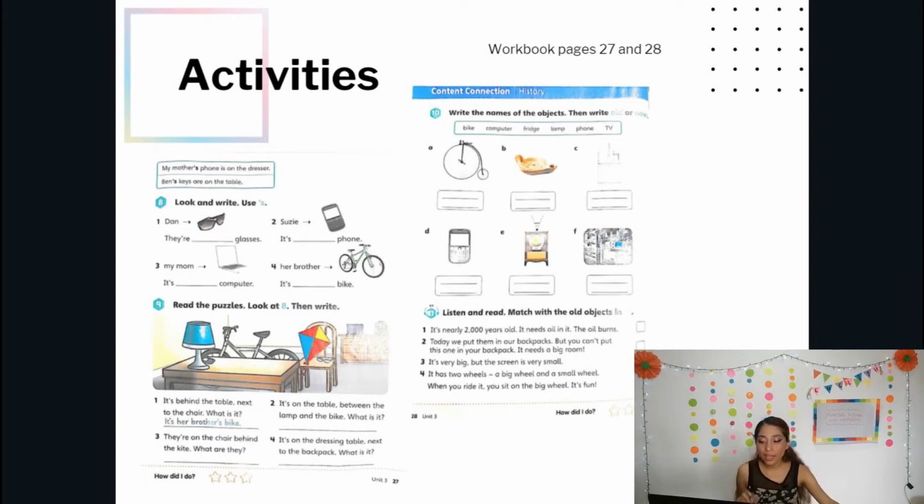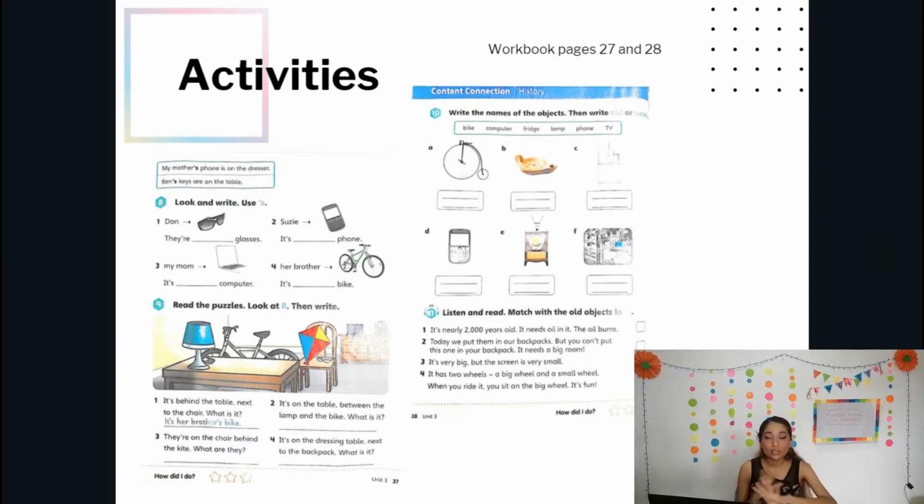So we're going to do the activities so we can check if this was clear or not. The activities that we are going to do today are on the workbook on pages 27 and 28. We have here the examples. My mother's phone is on the dresser. The next example says, Ben's keys are on the table.